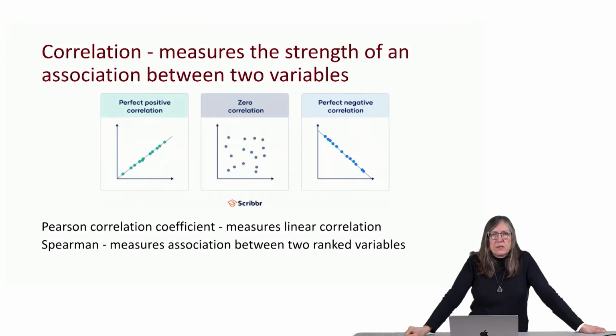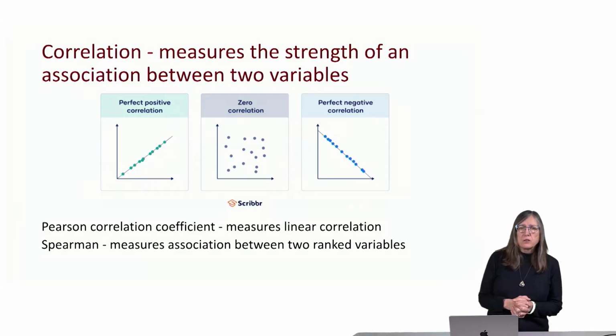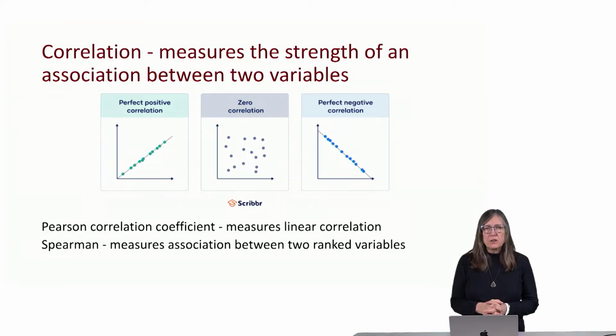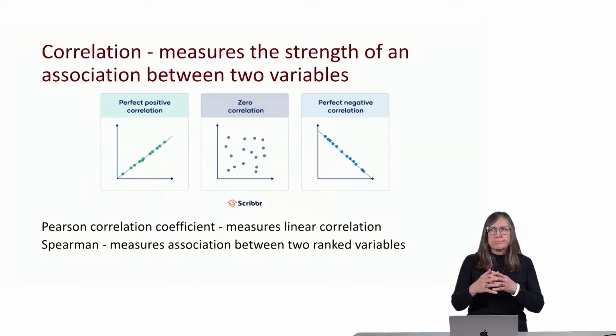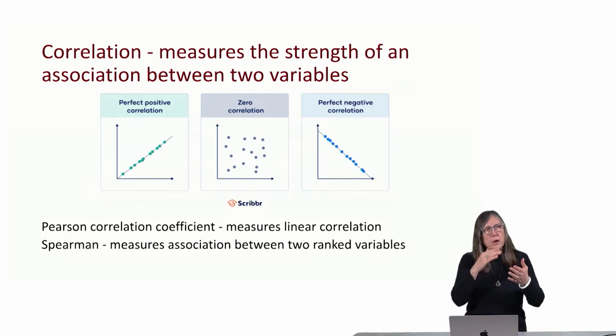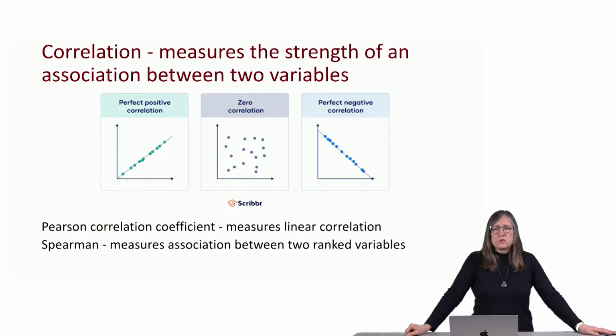A couple different types of correlation. A correlation measures the strength of an association between two variables, so just two variables. A Pearson correlation coefficient measures a linear correlation, again a parametric test. It should be used when you've got normally distributed, Gaussian distribution, bell curve data. You don't have to have hundreds of points, just enough so that you can see this distribution and use this parametric test. So it's measuring a linear correlation.